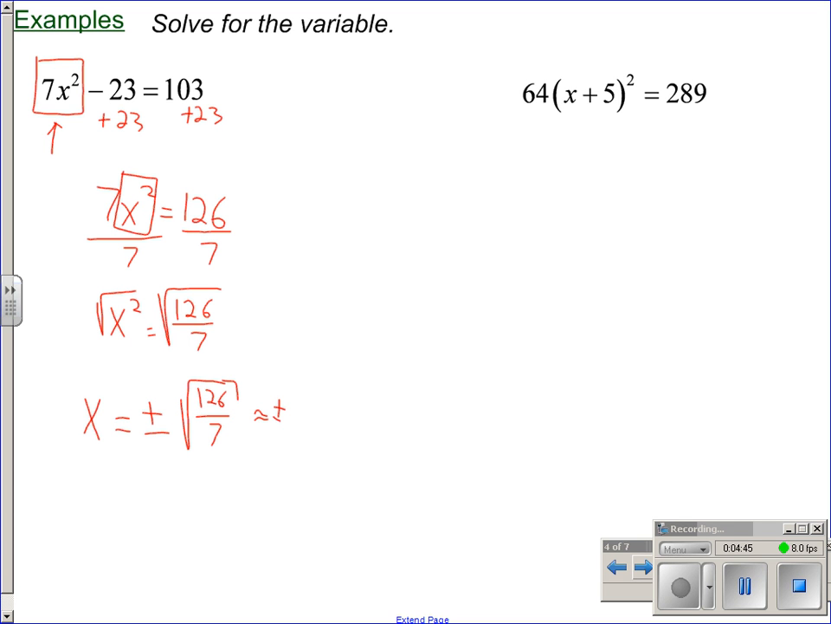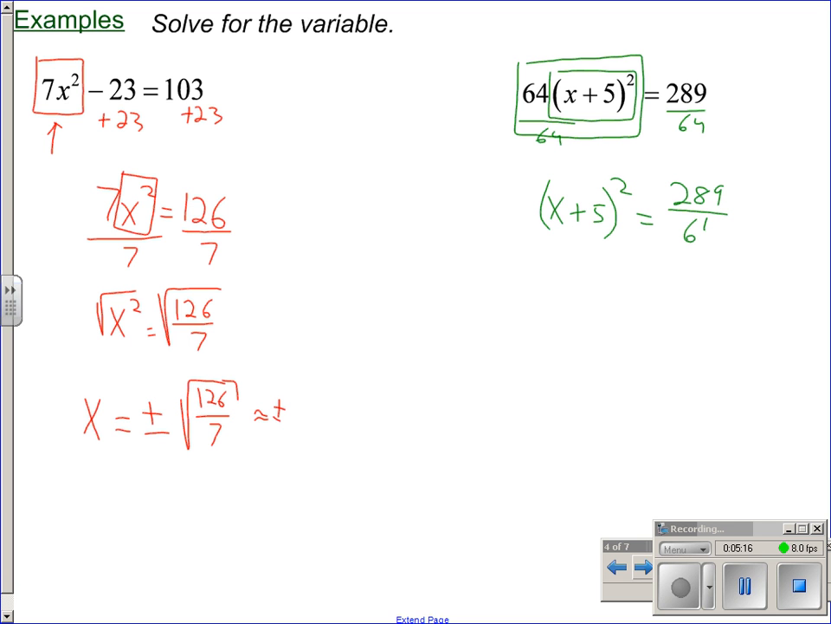The second example on the right looks a little bit more complicated. Now, you could FOIL this x plus 5 quantity squared out, but don't. You're making more work for yourself. This is the term: there is a quantity of x that is being squared, and we need to get that by itself. So the first thing we're going to do is divide by 64 on both sides. x plus 5 quantity squared equals 289 over 64.